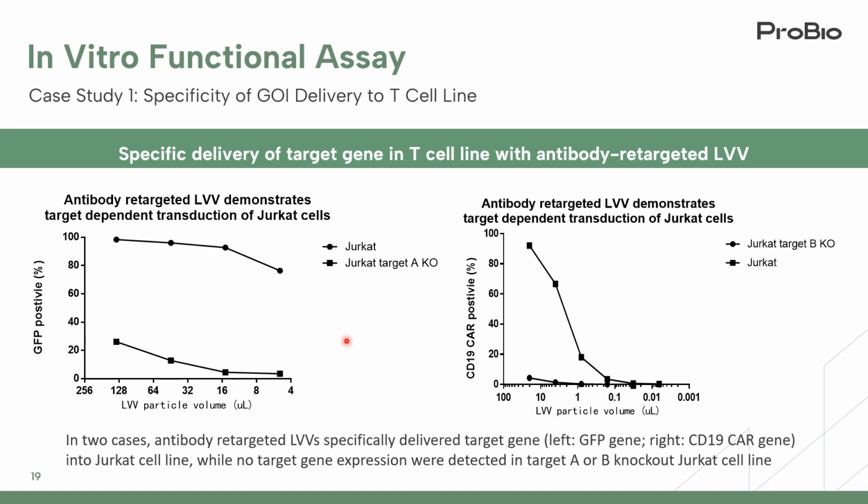In this case study, we're using the LVV lentivirus system to deliver two genes, the GFP and the CD19 CAR genes on the left and the right panels respectively, through antibodies against two different T-cell biomarkers A and B. In both cases, we observed significant expression of GFP and CD19 CAR on the wild-type Jurkat cell in a dose-dependent manner, while there is much lower level of expression when the T cell biomarker A or B is knocked out.